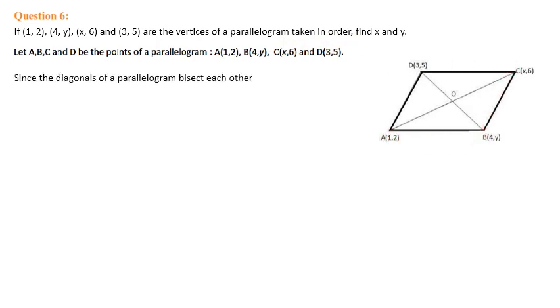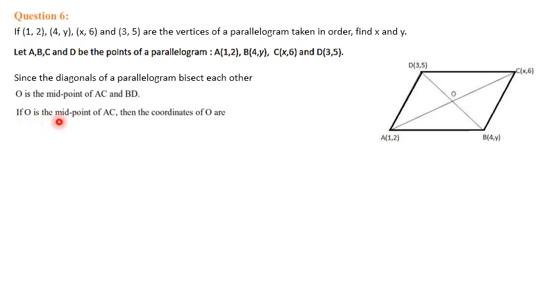And there is a property in parallelograms: the diagonals of a parallelogram bisect each other. Here two diagonals are there, AC and BD, and AC and BD will bisect each other at O. Means O is the midpoint of AC as well as BD. That is the result. Means O is the midpoint of AC and BD.